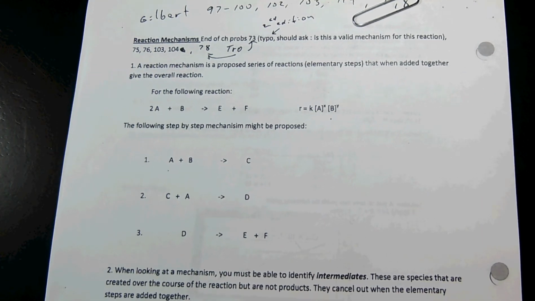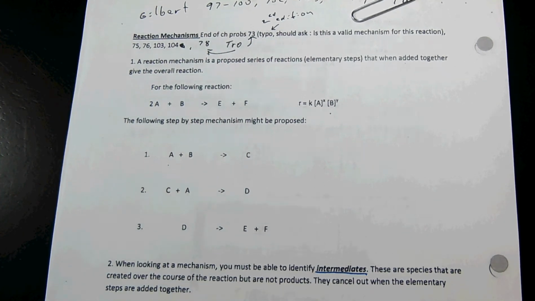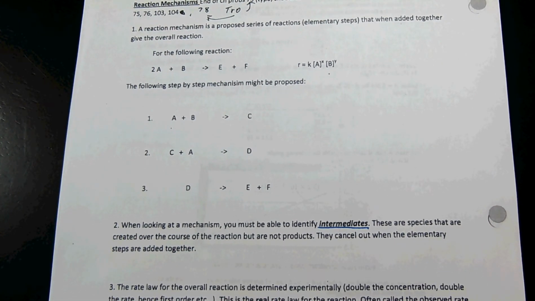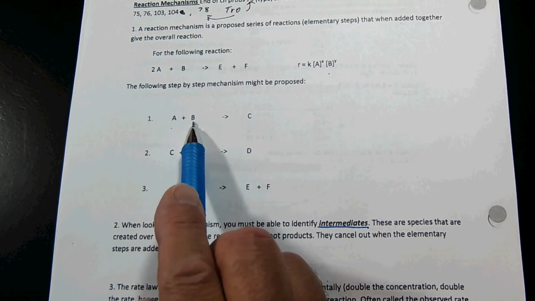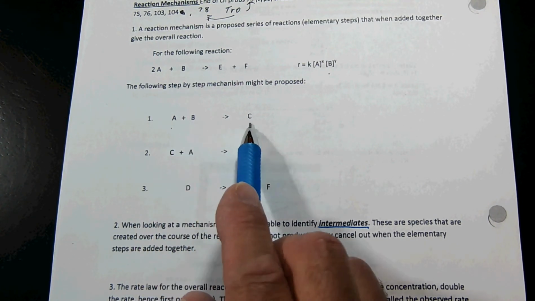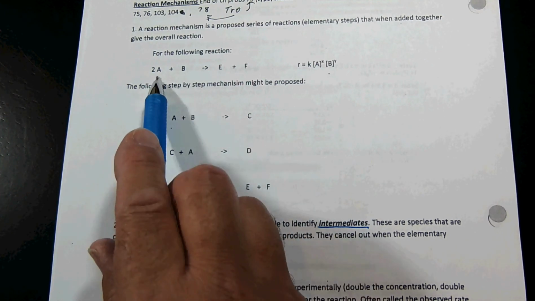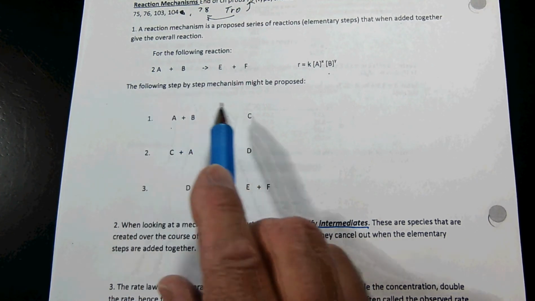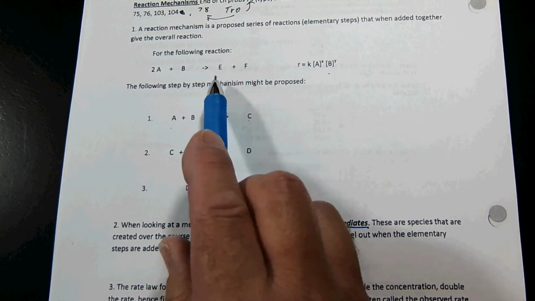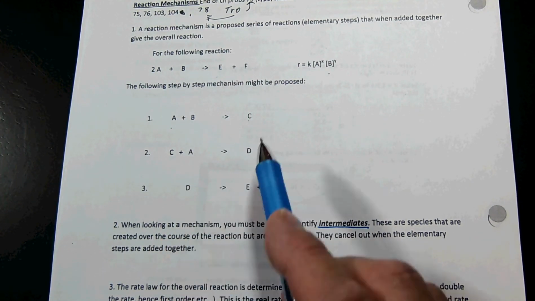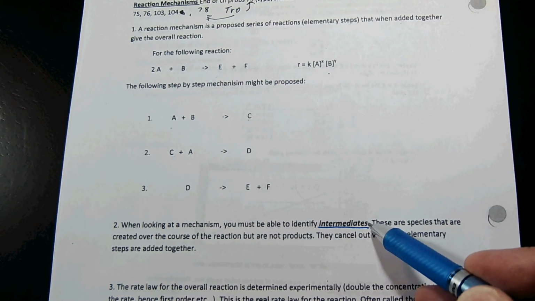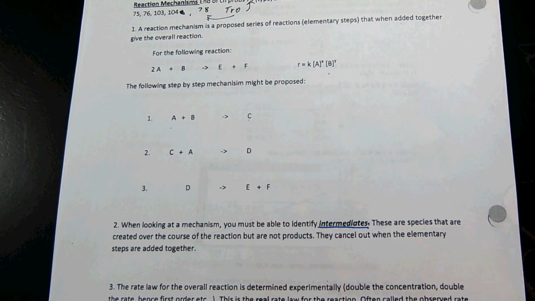Now, when you're looking at a mechanism, make sure you can identify so-called intermediates. Intermediates are species that are created over the course of the reaction, but they're not really products. So, in this mechanism, A plus B react to give C. Well, C is not one of the starting materials. C is not one of the products. C is an intermediate, as is D. D is another intermediate.